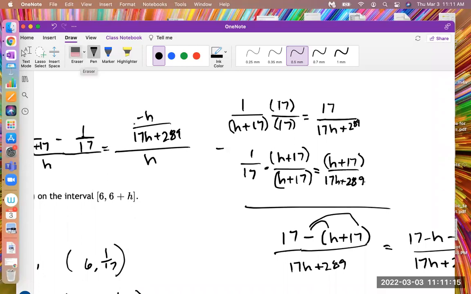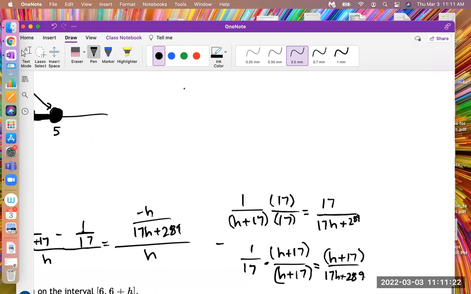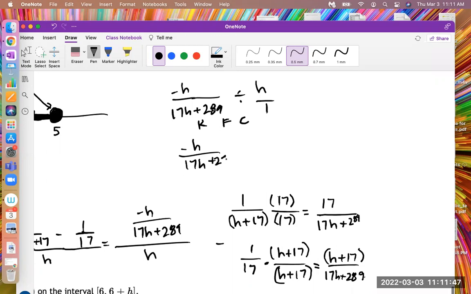Okay, so now I have to divide these two. Not quite done yet, right? So I do the negative h over 17h plus 289 divided by h, but anytime I have a whole expression like that, I just put h over 1. So I have to remember this: keep, flip, change. So I keep this first expression the same, and then I multiply by the reciprocal. I like to write arrows because it reminds me that I'm about to do each step. Keep that one the same, flip this one, and change this division to multiplication.